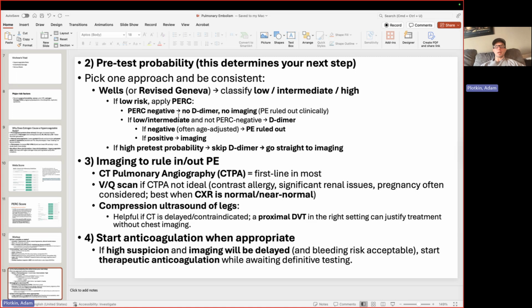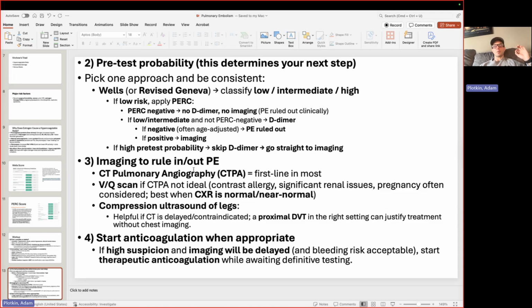If we have a lower intermediate suspicion and the PERC is not completely negative, meaning at least one of those 8 questions we answered yes, let's get a D-dimer. If the D-dimer is negative, we can rule out a PE. If the D-dimer is positive, let's go get a CTPA or a VQ scan, okay? If there's a high pretest probability, the Wells score is above 4, skip the D-dimer and go straight to imaging, CTPA or VQ.